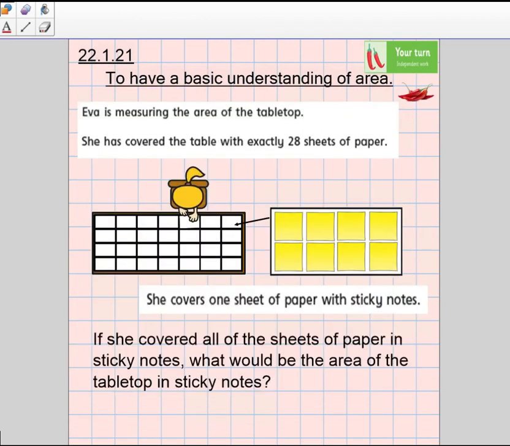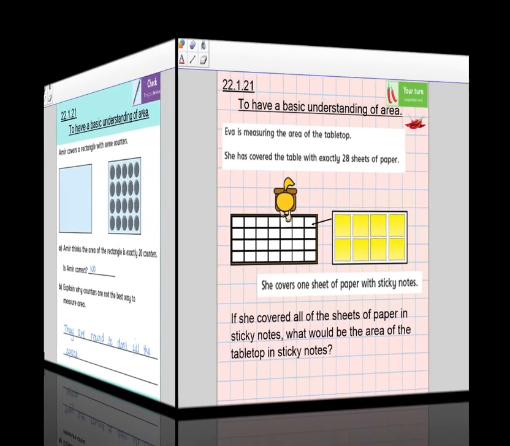This question is suitable for Chili 3. Eva is measuring the area of the tabletop. She's covered the table with exactly 28 sheets of paper. She covers one sheet of paper with sticky notes. If she covered all of the sheets of paper in sticky notes, what would be the area of the tabletop in sticky notes? You might need to use the ladder method from last week to help you with this. Pause the video and have a go now.